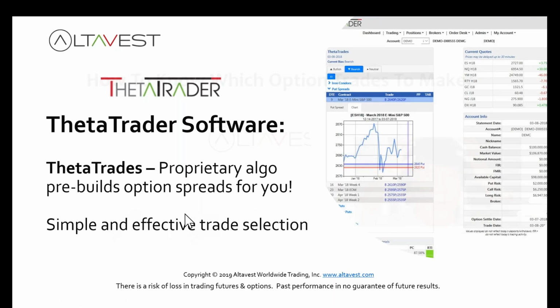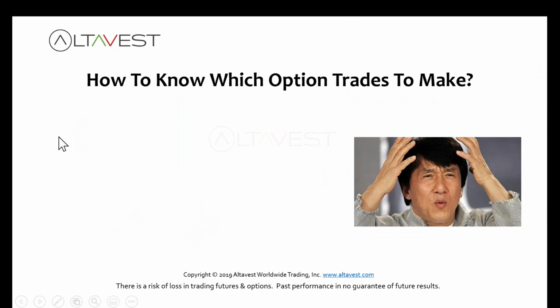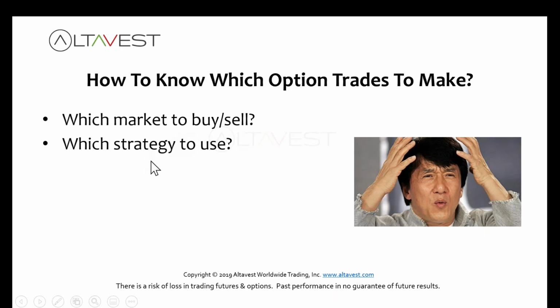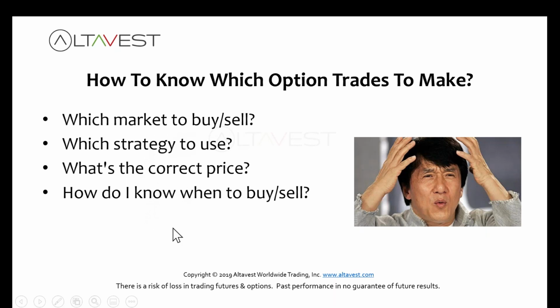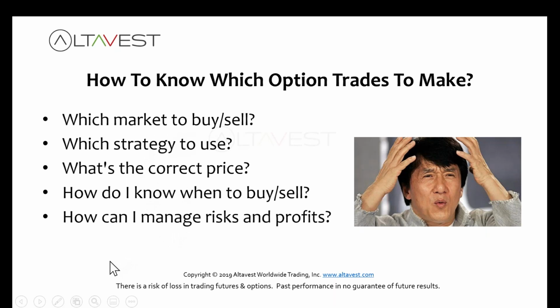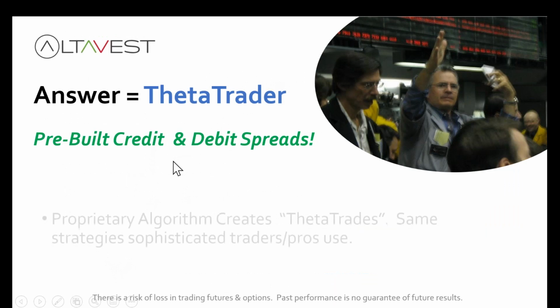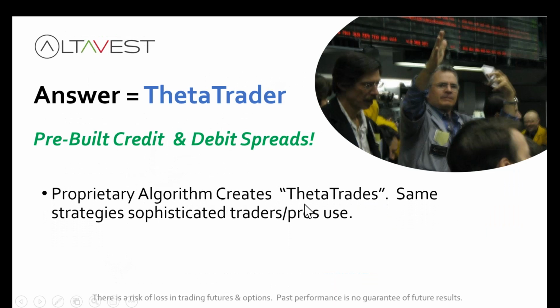So here's the question Jackie Chan is asking. How would you even know what to buy, sell, what strategy, what's the price, how to know when to buy and sell, how do you manage the risk and profits? It's Theta Trader. That's your answer. Pre-built credit and debit spreads. The proprietary algo creates what we call Theta trades, the same sophisticated strategies that a lot of professionals are using for bull, bear, and sideways markets.